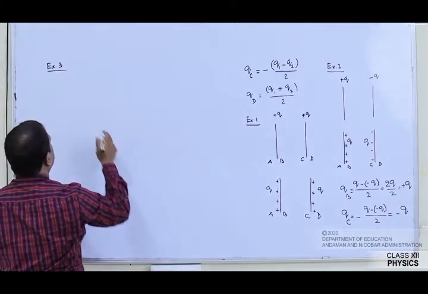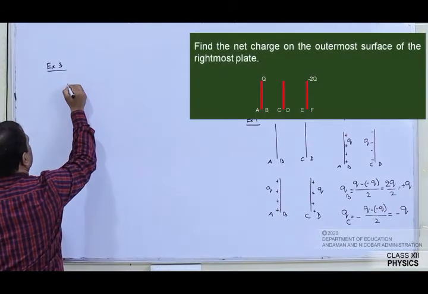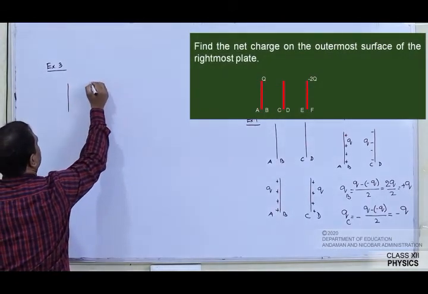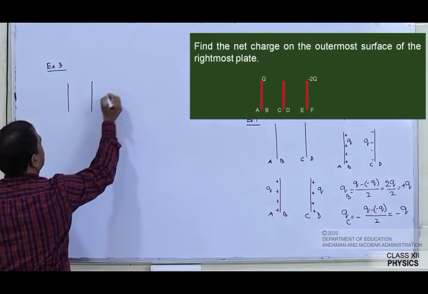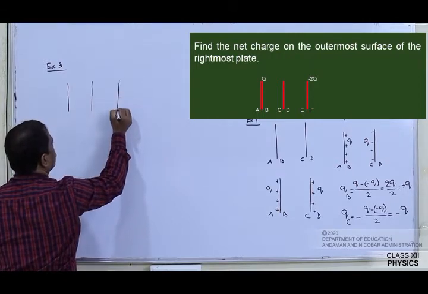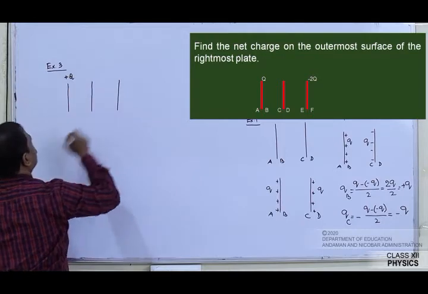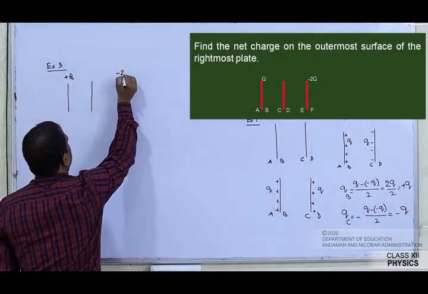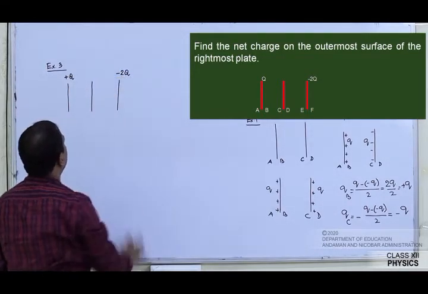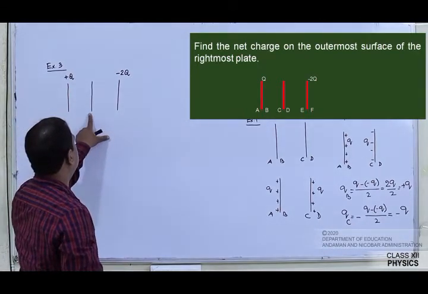Instead of having two plates, let me suppose that I have three plates. Let me say this is one plate, this is second plate, and this is third plate. On this plate, I gave a charge of plus q. On this plate, I gave a charge of minus 2q. And no charge is given to this plate.